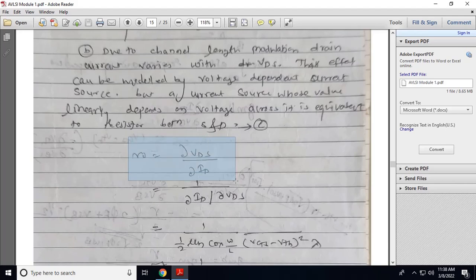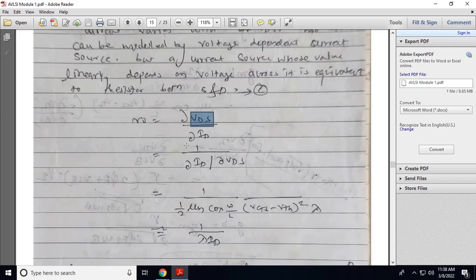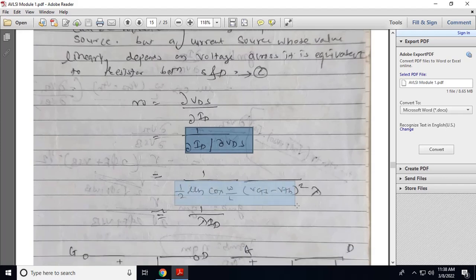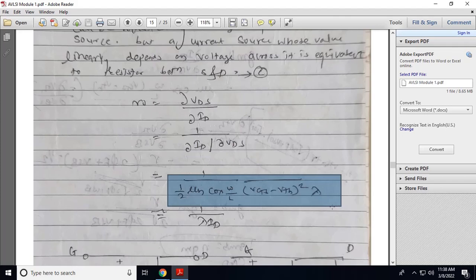Now see, R0, the output resistance of the transistor, is equal to, by Ohm's law, V by I. V is the voltage between drain to source and I is the drain current. So we can rearrange the terms like this: 1 upon change in ID with respect to change in VDS. ID equation is this one, that is 1 by 2 mu n C ox W by L (VGS minus VTH) square into (1 plus lambda VDS). So you can differentiate ID with respect to VDS, you will get this equation.